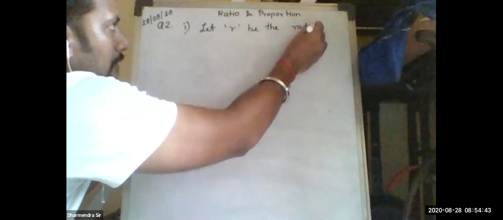So let's start with question number 2, first one. What is given? The ratio of radius to circumference of the circle. Just now we have done regarding radius and circumference. Let r, small r, be the radius of the circle.